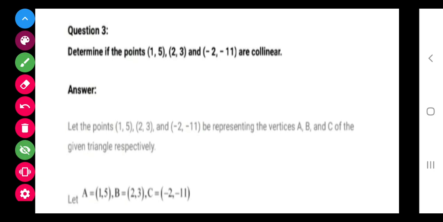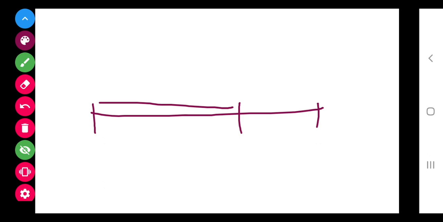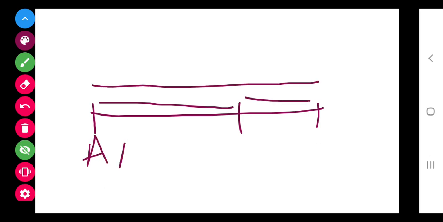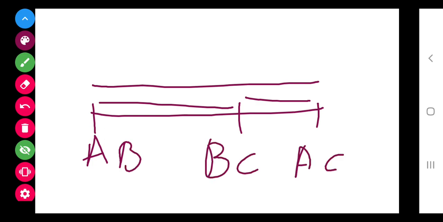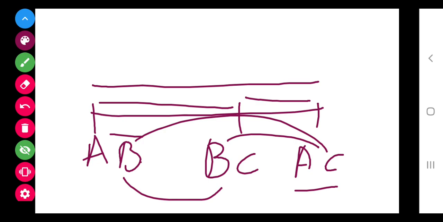So class, in this way you have to do it, as I am explaining again. Three points are there, collinear, A, B and C. If these three points are collinear, then the distance of these two will be equal to the distance of this. So we will find AB, BC and AC, and we will check whether the sum of these two equals this, or the sum of these two equals this, or the sum of these two equals this. That's the way we are going to do it.